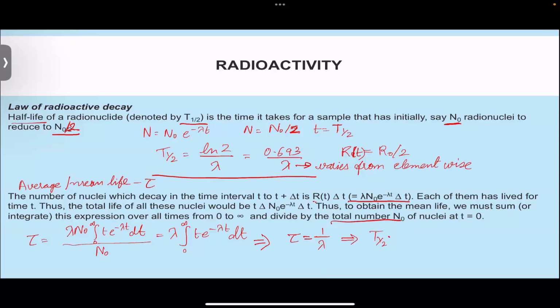If tau is equal to 1 by lambda, then what becomes your T half? Your T half is equal to tau ln 2, because we saw T half is equal to ln2 by lambda. So these are the two measures that we use to understand the life of a radionuclide: how long it is going to take to decay, or how much of it has already decayed.